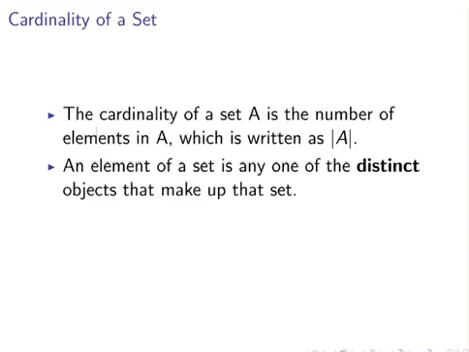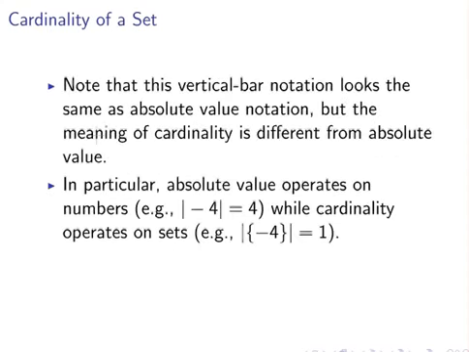An important thing to recall is that an element of a set is any one of the distinct objects that make up that set. Let's keep that in mind for one of the examples I have later on. Just a quick remark about the vertical bar notation. It looks the same as absolute value notation that you might know from numbers. The meaning of cardinality is entirely different in this case.